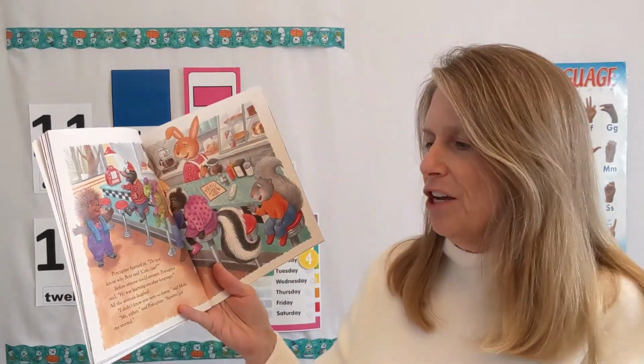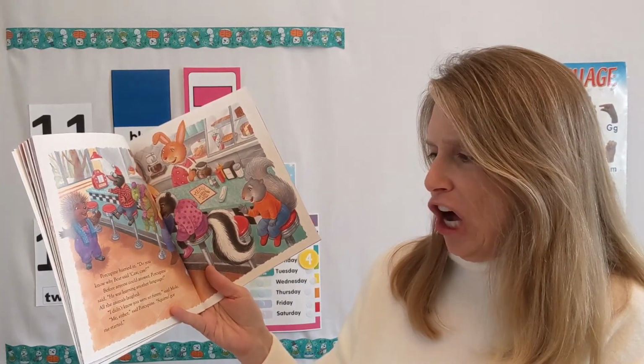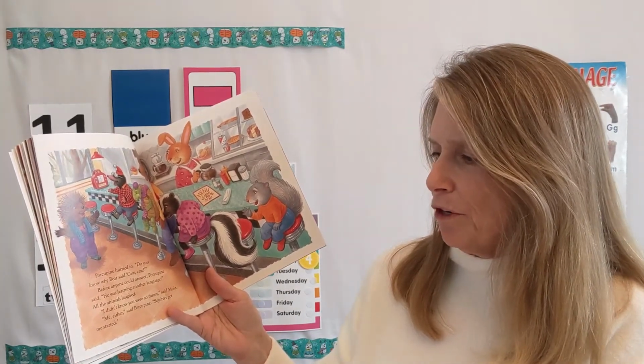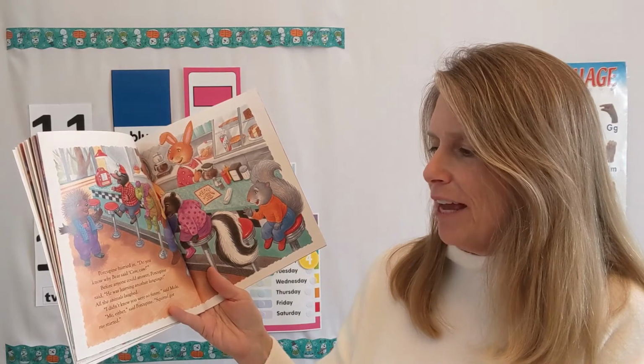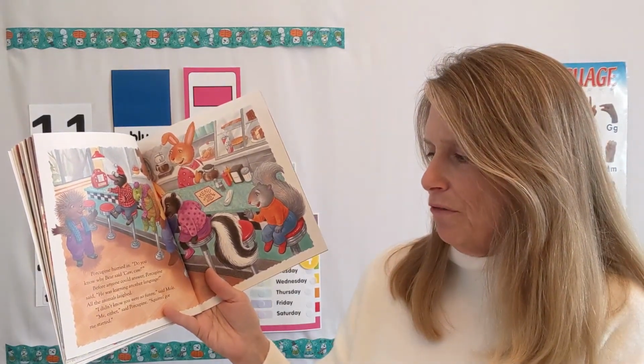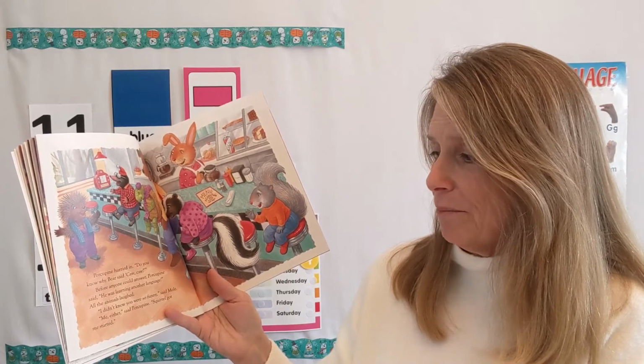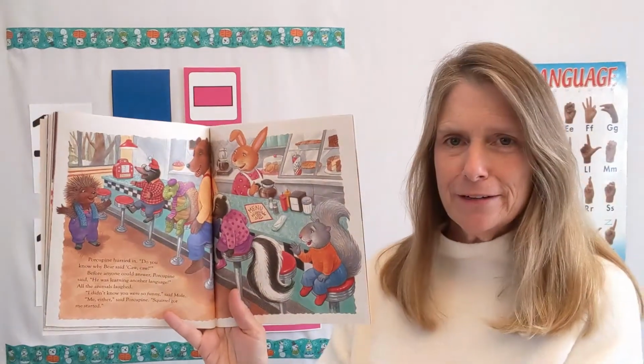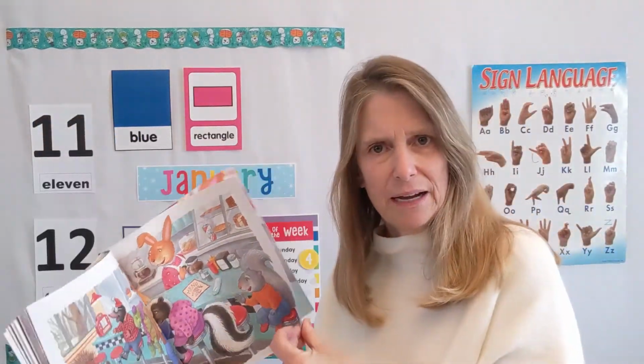Porcupine hurried in. "Do you know why Bear said caw-caw?" Before anyone could answer, Porcupine said, "He was learning another language." All the animals laughed. "I didn't know you were so funny," said Mole. "Me either," said Porcupine. "Squirrel got me started." "Sounds like Squirrel's been really helpful to everybody."